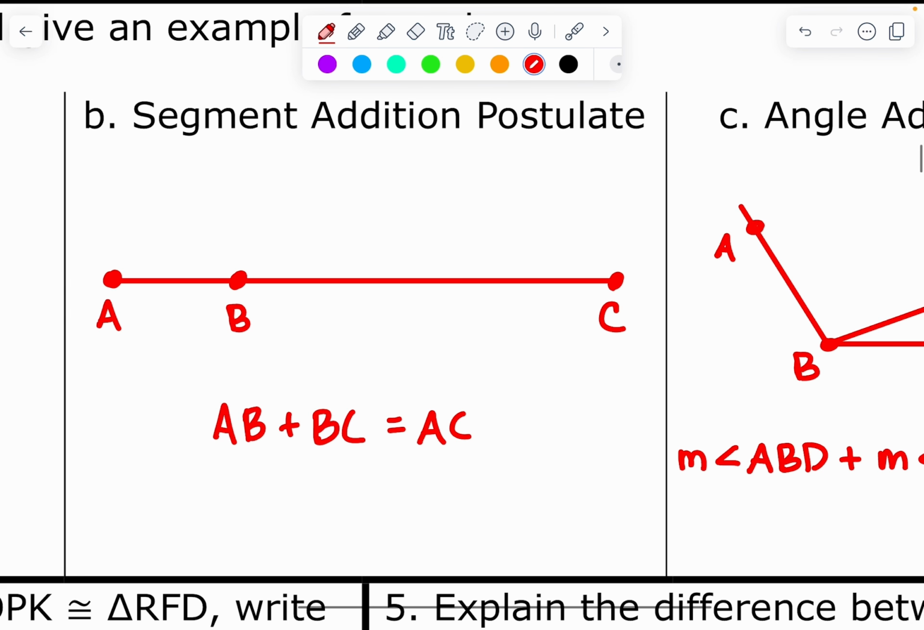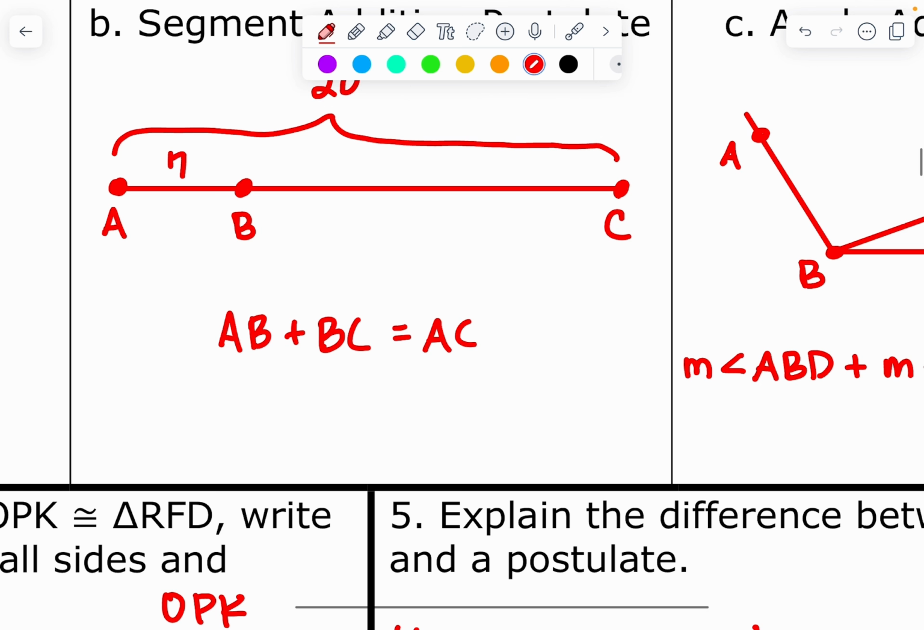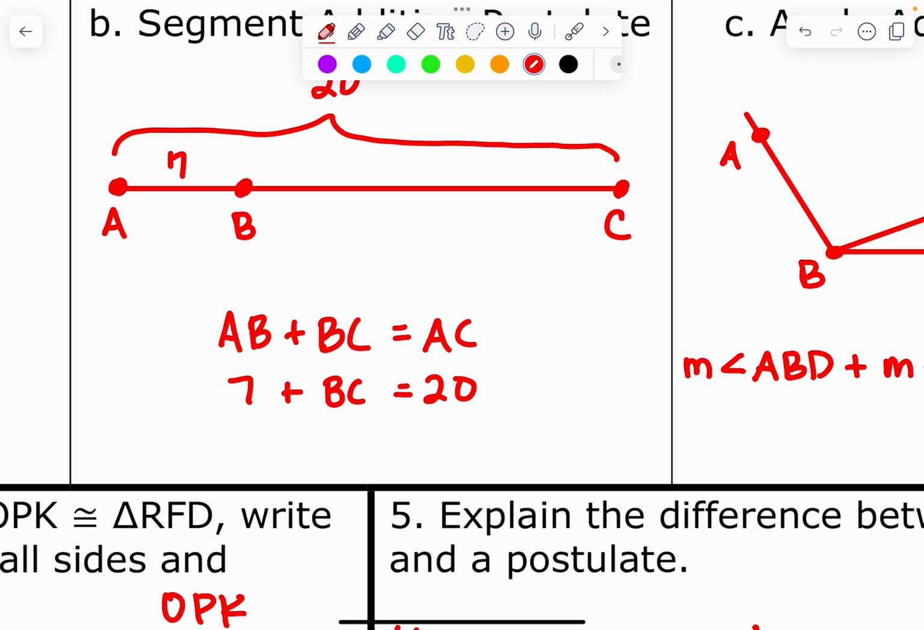All right, for the segment addition postulate, we have this right here. So as an example, let's say that was 7, and let's say the whole thing was 20. Then we could use the postulate to figure out the measure of BC. So that would be 7 plus BC, which is unknown, equals 20. And then if we subtract 7 from both sides, then we would see that BC equals 13. So that would be a nice example.